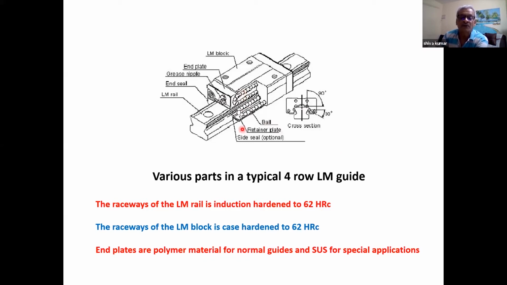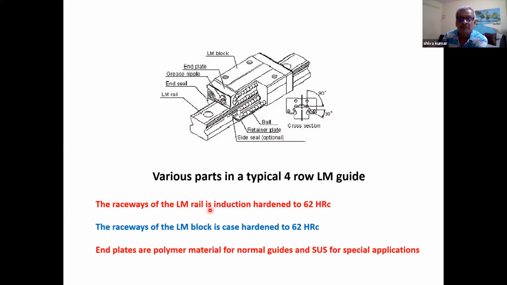The four rows. We call it four row because, as you can see, at the top there are two rows and at the bottom there are two rows, totally forming four rows. 1, 2, 3, 4. That is why we call this four row LM guides.